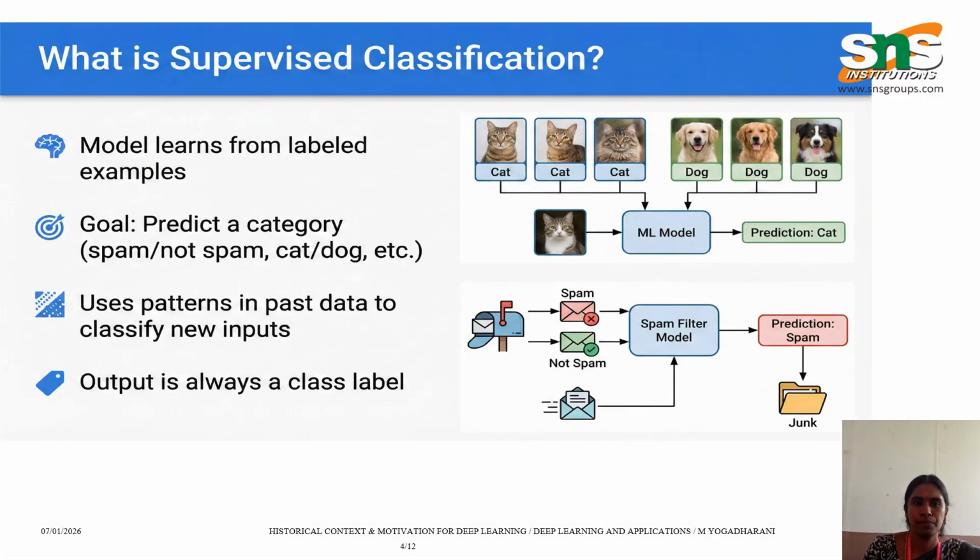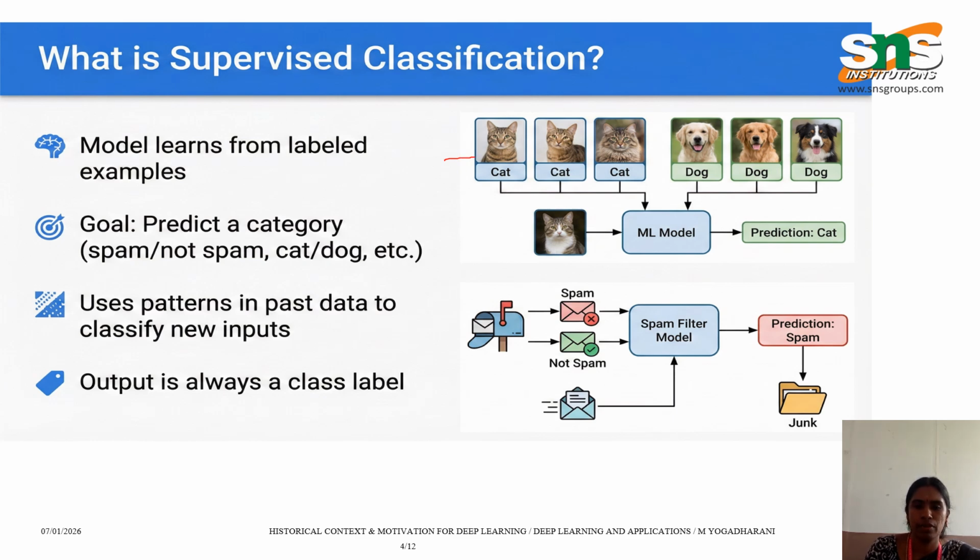Next, what is supervised classification? Here, training data is the teacher of the machine. If the teacher is weak, the student will also be weak, right? Supervised classification models learn patterns only from the training data which we provide as input.